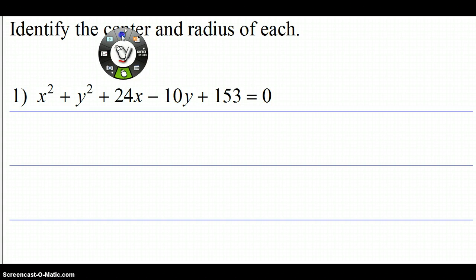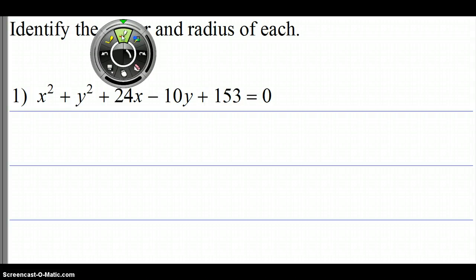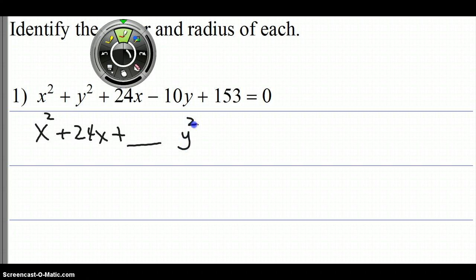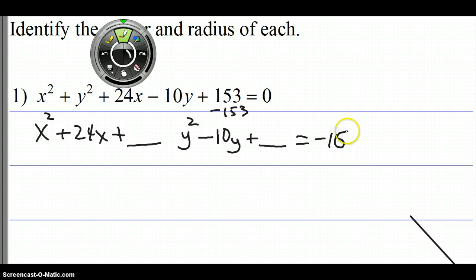So the first step is get all your x's together. So I see an x squared. I see a 24x here. In a second, we're going to complete the square, so we're going to need a little space to do that. So put a space, and then put your y squareds together. Again, put a space, and whatever the constant is, subtract it to the other side. Whoops. So that's a 153.